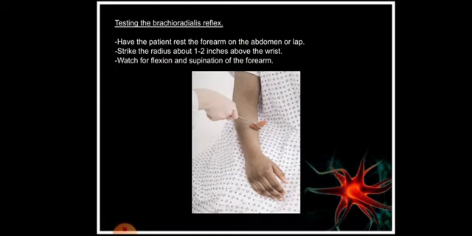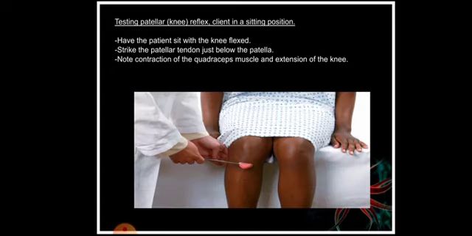For the brachioradialis reflex, have the patient rest the forearm on the abdomen or lap. Strike the radius about 1 to 2 inches above the wrist. Watch for flexion and supination of the forearm. Then patellar reflex checking, you can read. Have the patient sit with the knee flexed. Strike the patellar tendon just below the patella. Note the contraction of the quadriceps muscle and extension of the knee.